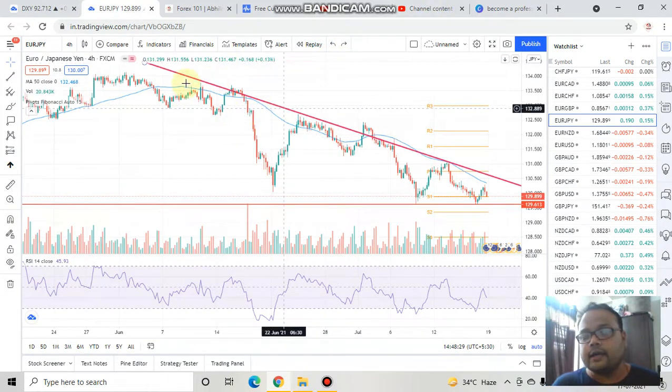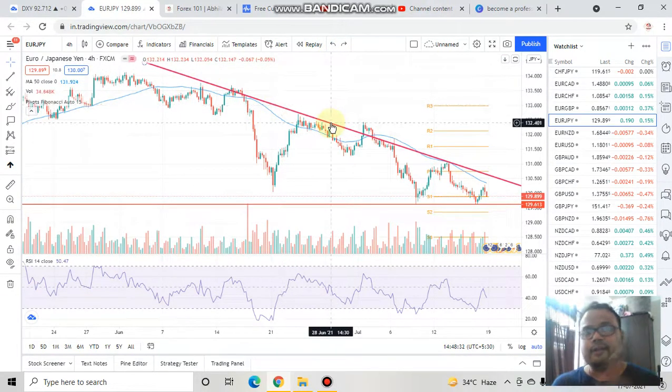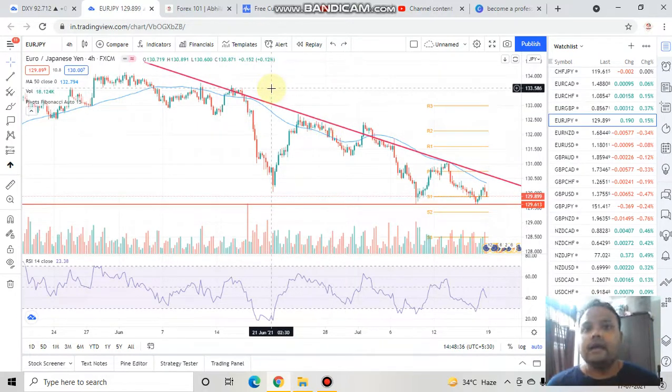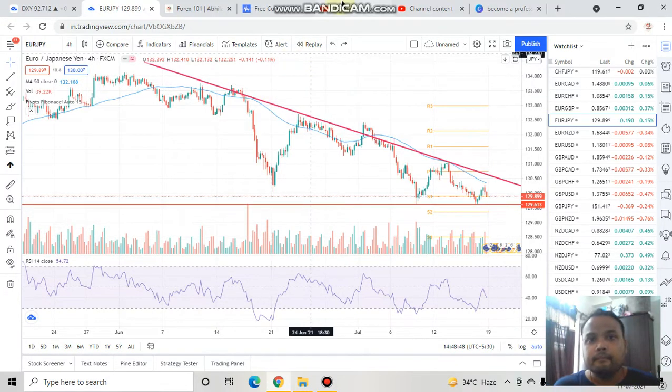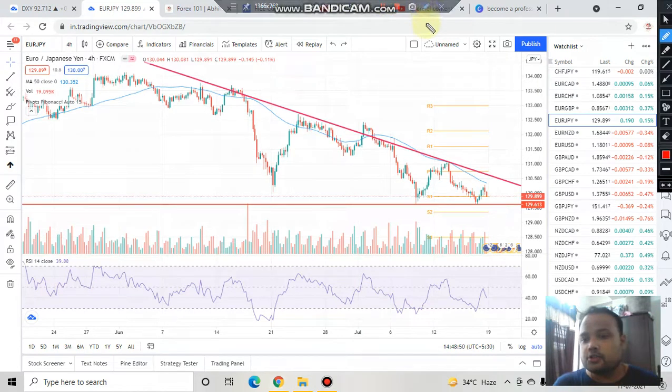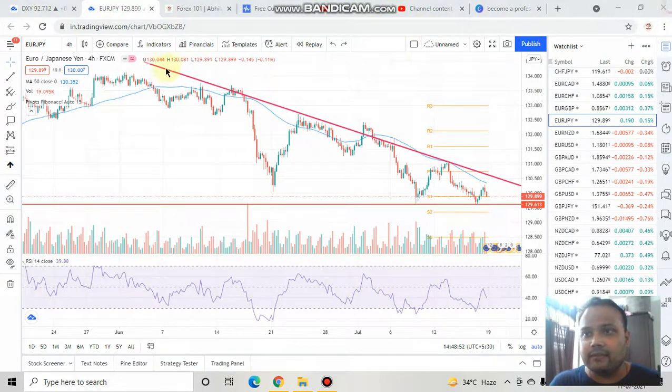Therefore, we can draw a trend line here. In your charting platform or in your trading platform also, you can draw this trend line, and I will request you to draw these lines in your charting platform, so that you can analyze the chart better, so that you can understand the chart better. So these two are the important levels for the market.